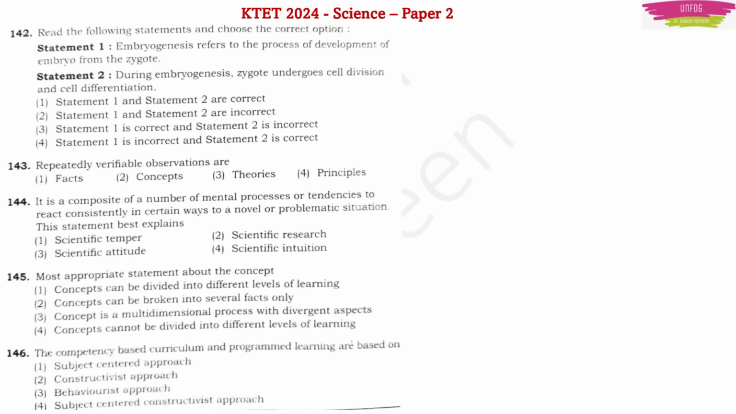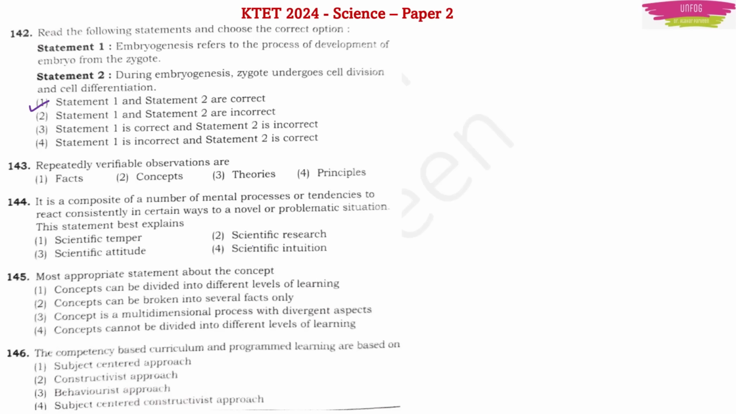Next question. Read the following statements and choose the correct option. Embryogenesis refers to the process of development of the embryo from the zygote. During embryogenesis, the zygote undergoes cell division and cell differentiation. Actually, both the statements are correct. So, option 1 will be the correct answer here.